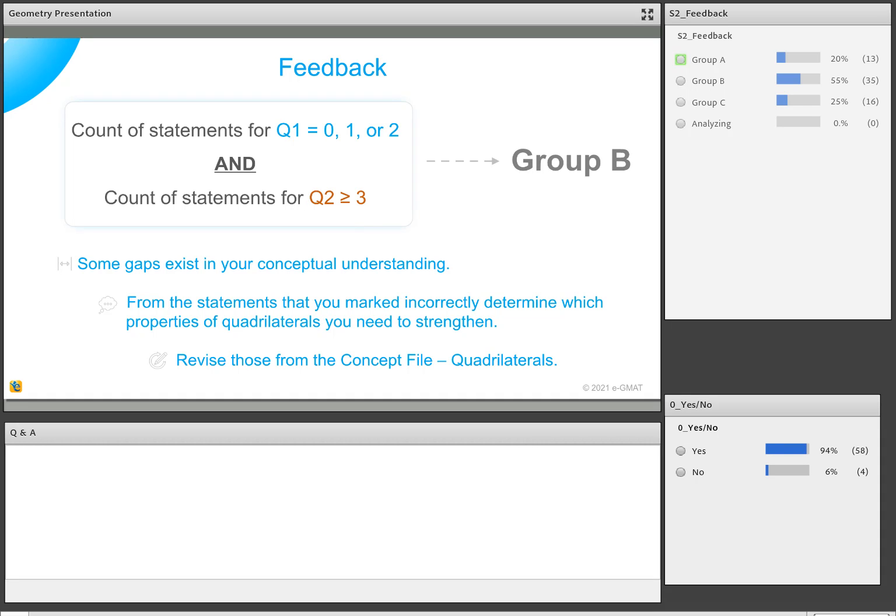Nothing that you saw as set 1 and set 2 statements is not covered in the concept file for quadrilaterals. So you will be able to bridge any and all gaps pertaining to your conceptual understanding of quadrilaterals. And you have access to this file in your free trial as well, for those of you who are not yet e-GMAT students.